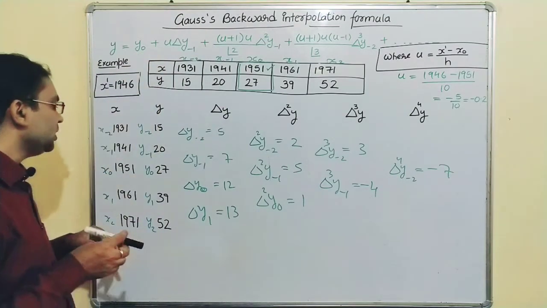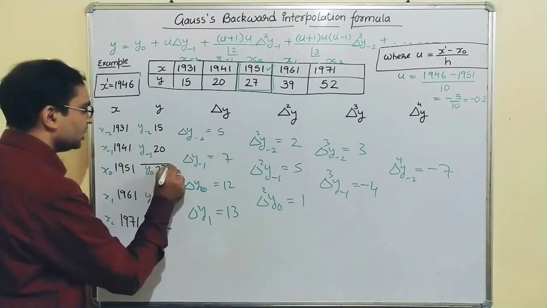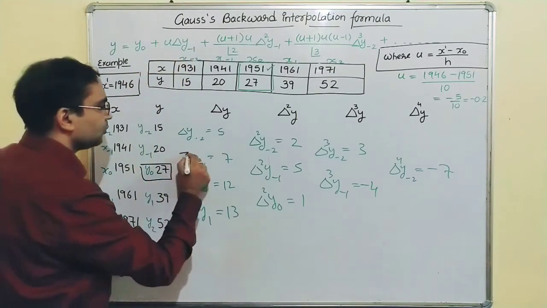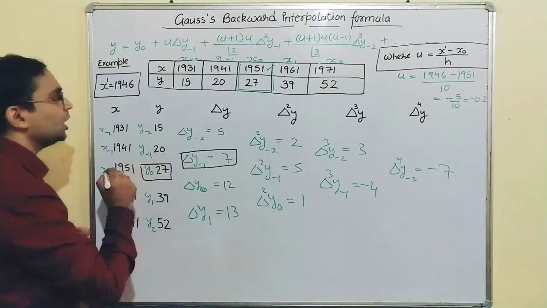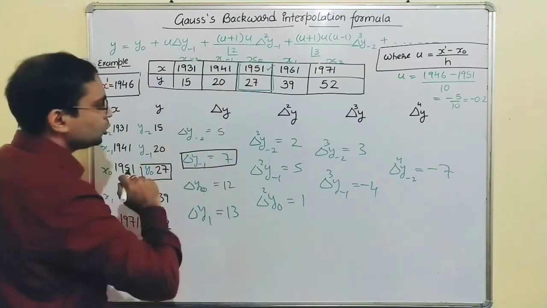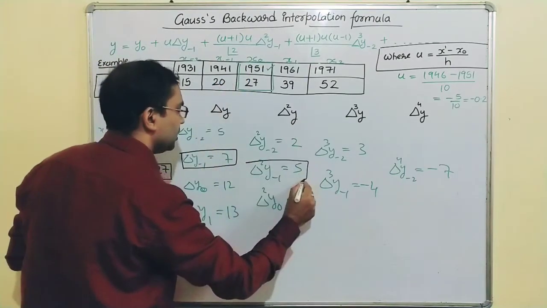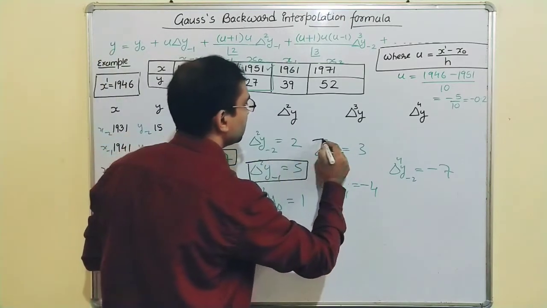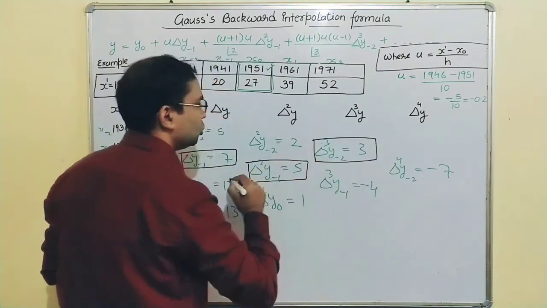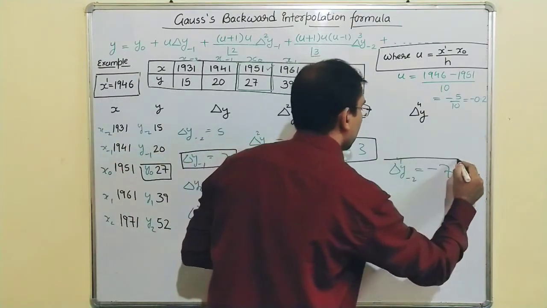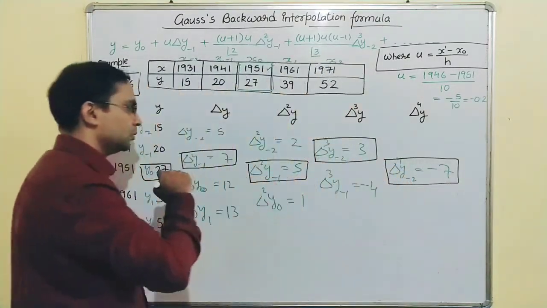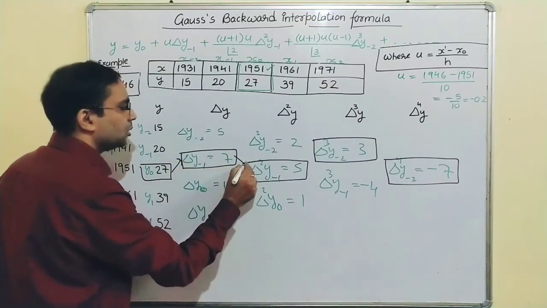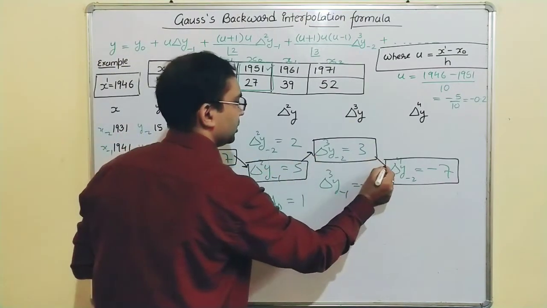In the formula we need y0, so we need this y0. Then we need del y minus 1, so we need this del y minus 1. Then we need again del 2 y minus 1, so this is del 2 y minus 1. Then we need del 3 y minus 2, and then this is del 4 y minus 2. So we can see we have a zigzag pattern: up, down, and down.